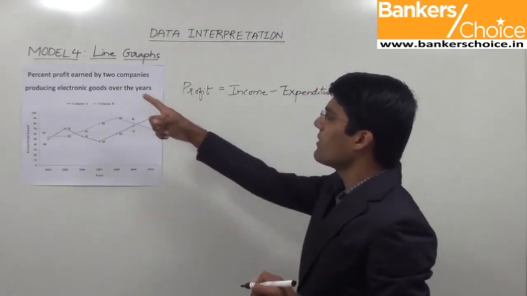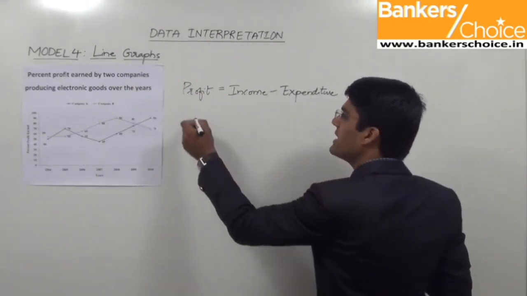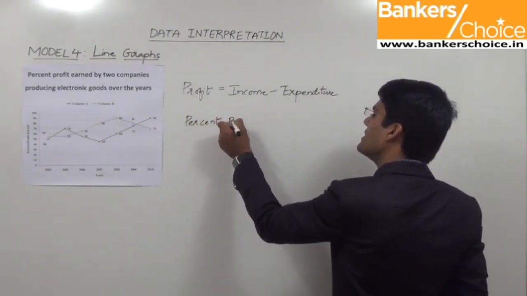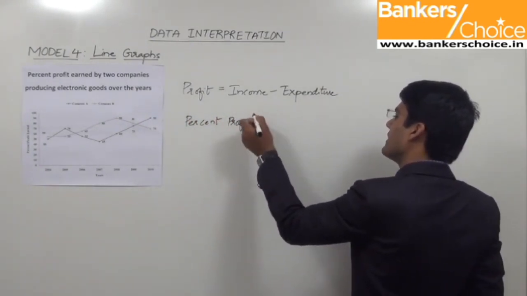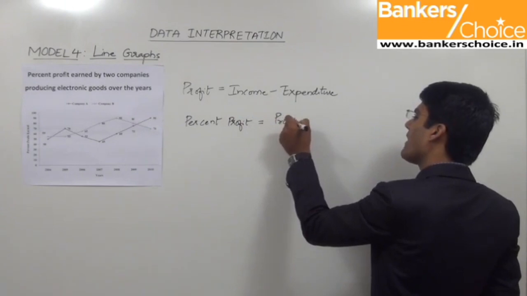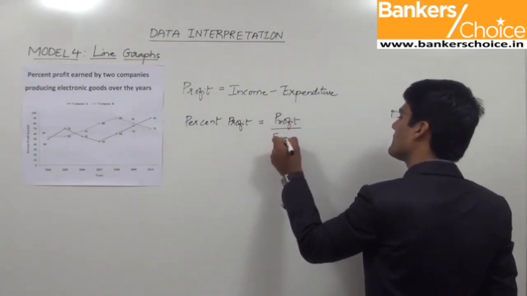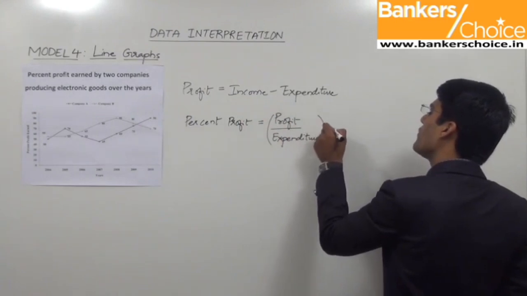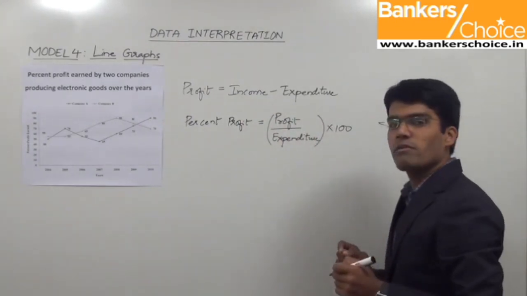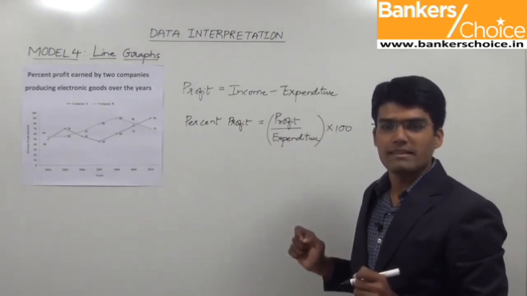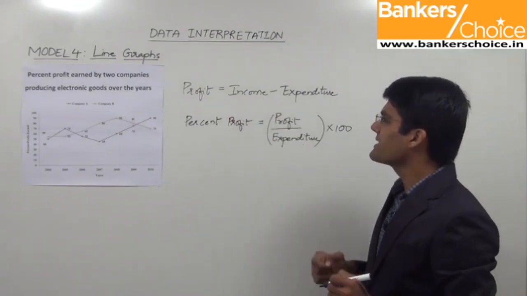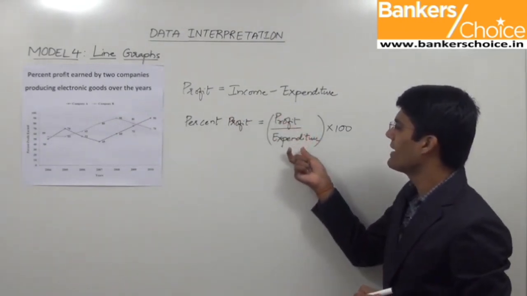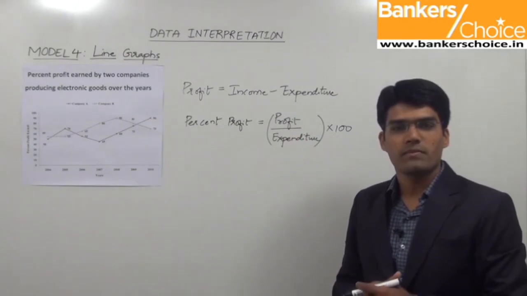And here we are talking about percentage profit. Percentage profit is taken as profit by expenditure into 100. It should always be taken as profit upon expenditure into 100. So these two formulae are very much required for solving various questions along with this line graph. Profit is calculated as income minus expenditure, and percent profit is taken as profit by expenditure into 100.